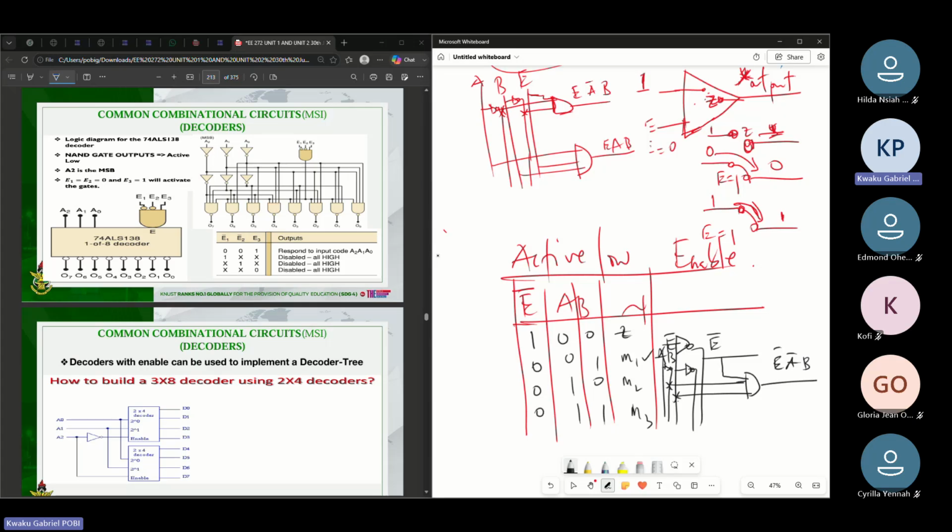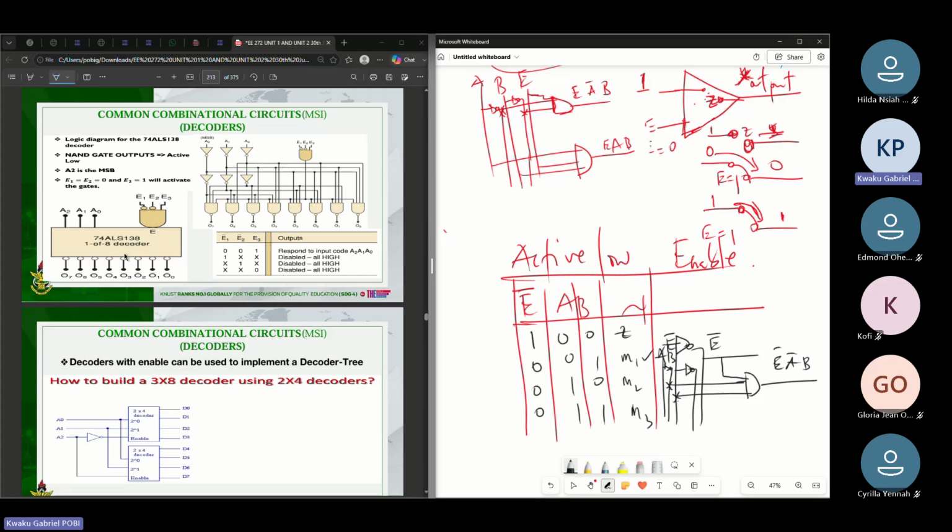And then here too, we have something we call a decoder tree, where you can use smaller decoders to implement larger decoders. So we'll look at that too. So with common combinational circuits, you have an IC here, which is 74HC138, 1 to 8 decoder, like that.